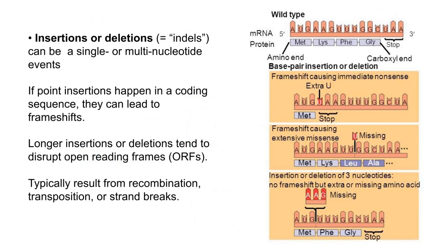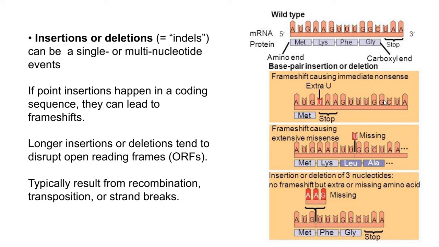Insertions or deletions, or indels, can be single or multinucleotide events, and we have talked about these multinucleotide events, especially when we were talking about CRISPR, how a double-stranded DNA break can lead to multinucleotide insertions or deletions. This could be single, but usually these are more than one nucleotide insertions or deletions. The point insertions, when they happen in a coding sequence, can lead to frame shift.